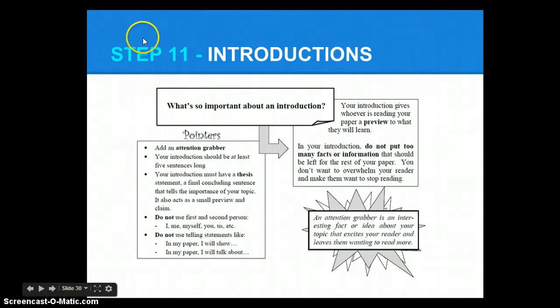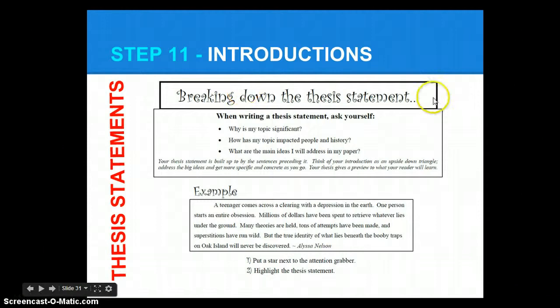And then our next step, okay, we want to talk more about the thesis statement. So what you really want to ask yourself is, why is my topic significant? Why is it important? How has it impacted people in history? And what are the main ideas I'm going to address in my paper? So you definitely want to mention key themes or words, but you want to avoid just listing off information. You want to use it in a creative, professional way.